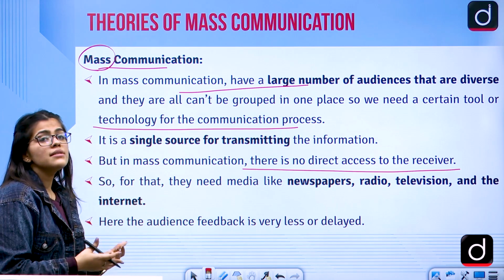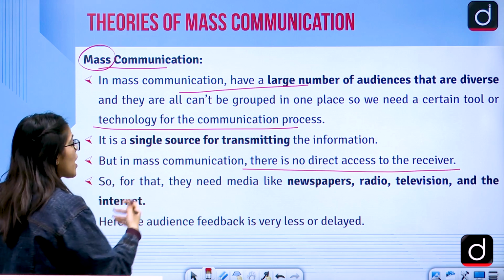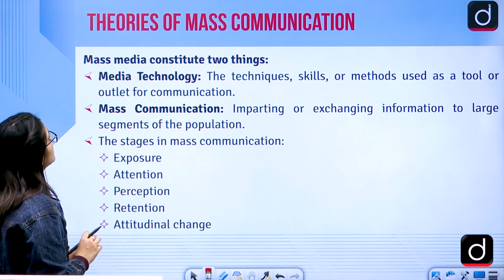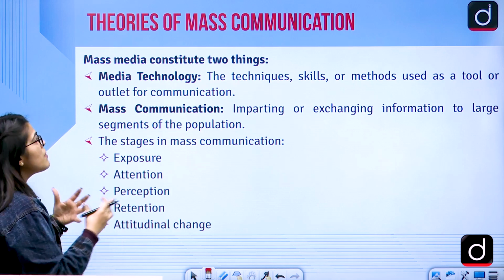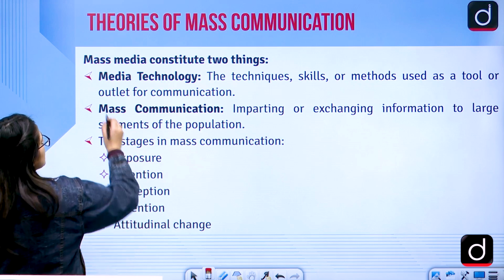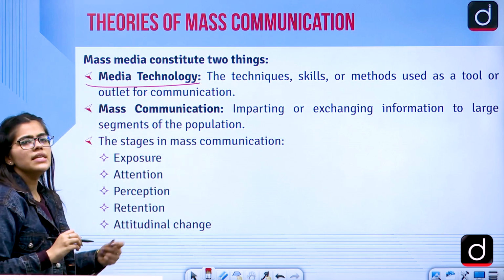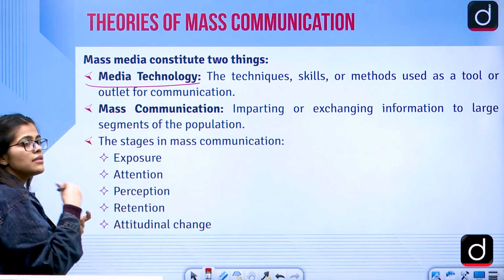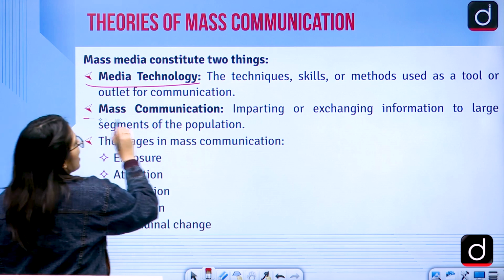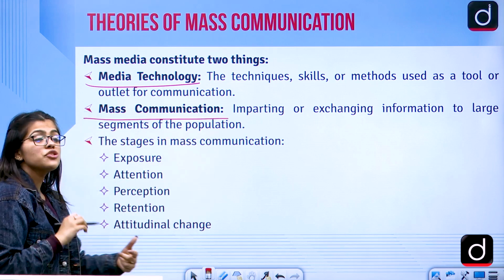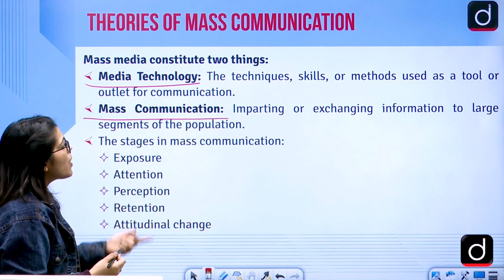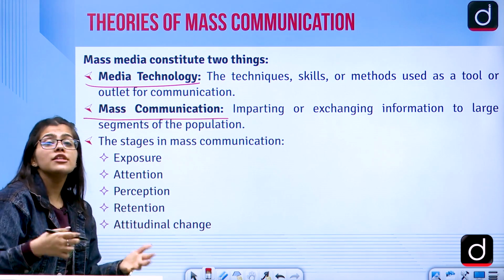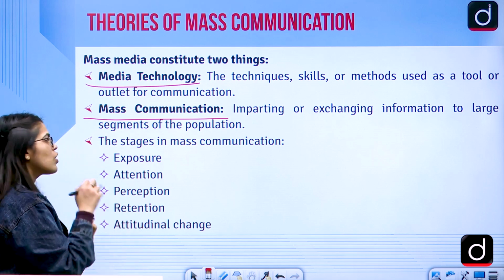So for that we need media like newspapers, radio, television and internet. To talk to the masses, we need different types of media. Here the audience is giving less feedback, or there is a lot of delayed feedback. So mass media constitute two things. There is media technology, which are the techniques or skills or methods that we use. These are basically the tools that are the outlet for communication. And we have mass communication, which is the imparting and exchanging of information to a larger number of people, a heterogeneous group.